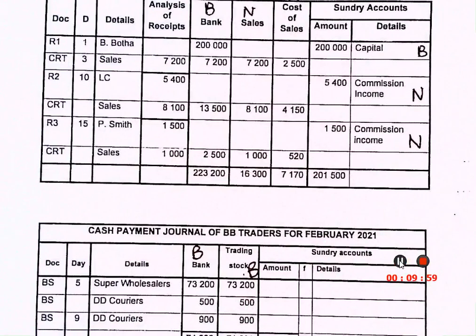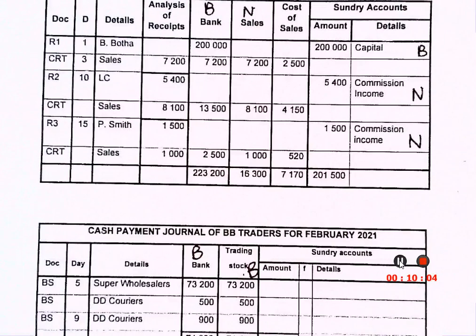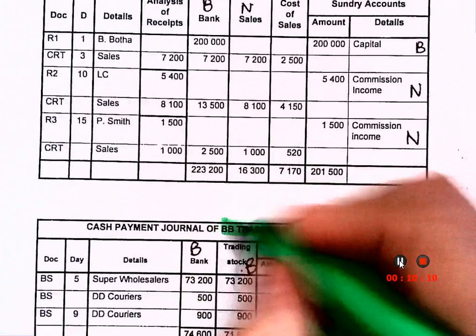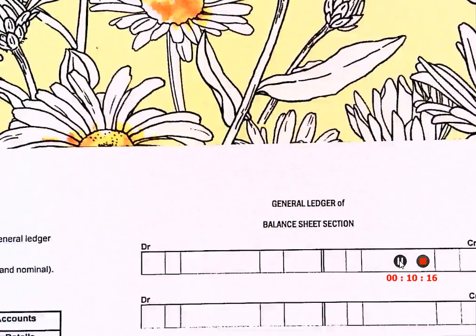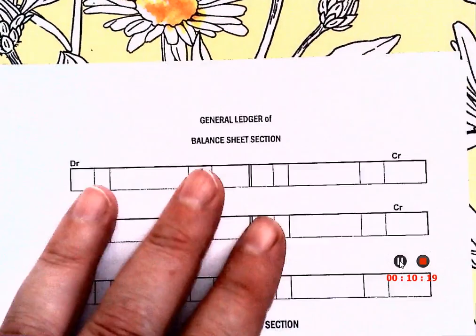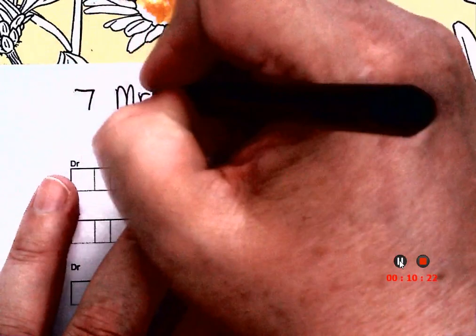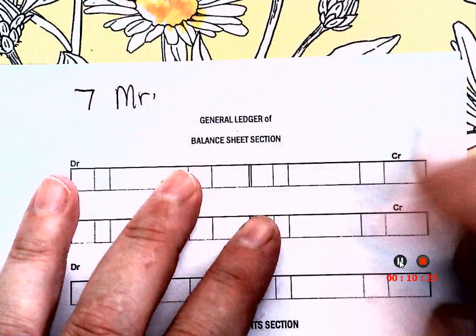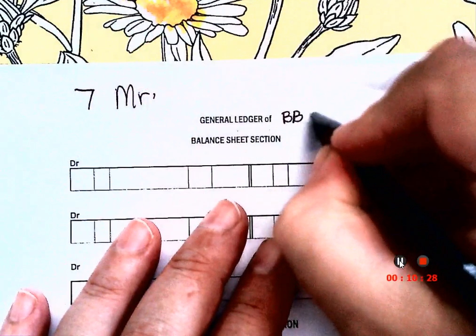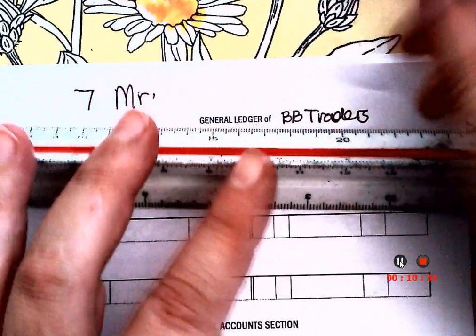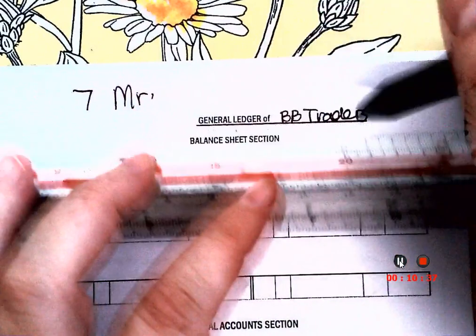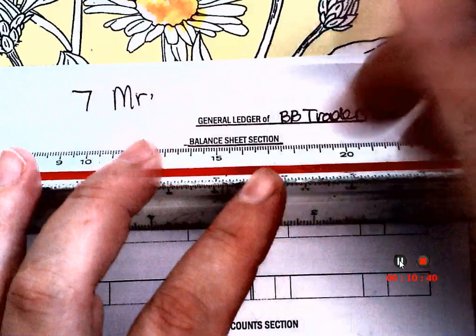Can you see, if you go to the next page, we have a general ledger. Now, first of all, I need you to see that the general ledger is for BB traders, right? So, I am going to here at the top, after I write today's date, 7 March, I'm going to say general ledger of BB traders, and I want you to underline it. And the balance sheet section you're going to underline.